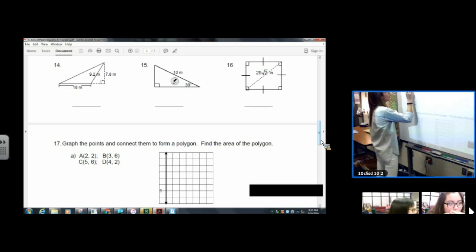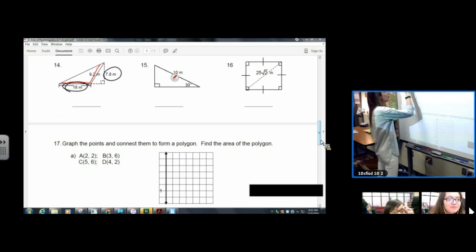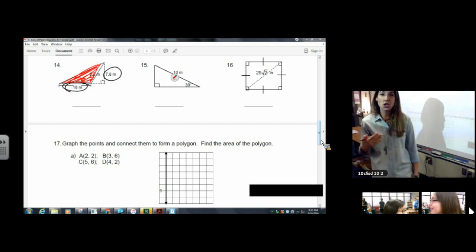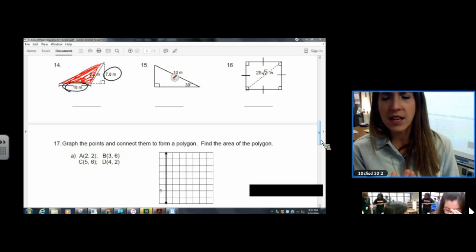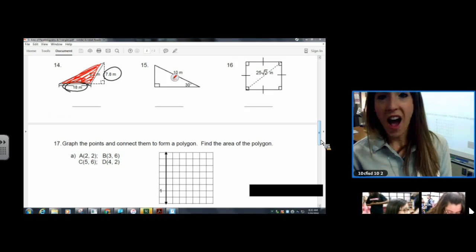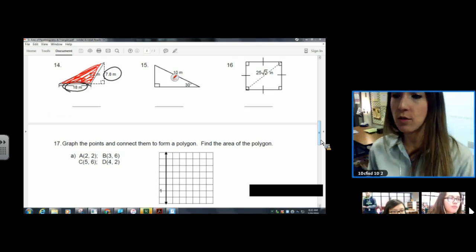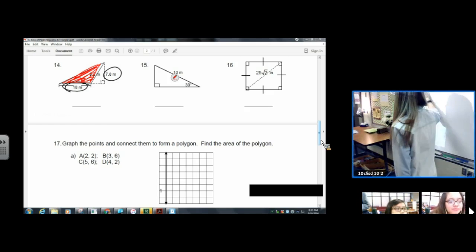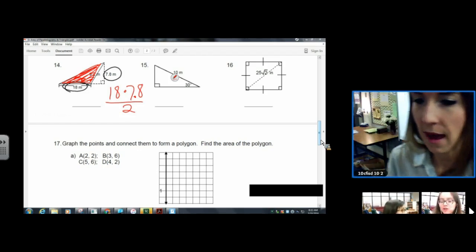So we have our base and we have our height. This is the figure we're trying to find the area of, but to find the area of this, we need to use the altitude, and the altitude falls outside the triangle. So in number 14, the only thing that you needed to know is that I wasn't supposed to use that 9.2 at all. It was a distractor. You had to know not to use it. So base times height divided by 2 meters squared. I'll let you do the math.